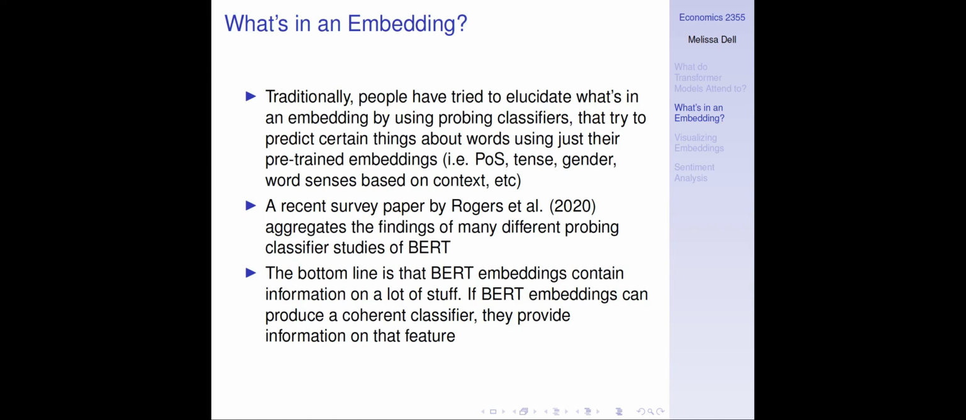The basic idea is that you try to predict certain things about words or about sentences using just their pre-trained embedding. Again, you haven't fine-tuned on a model that does this downstream. You just want to see if the pre-trained embeddings know this stuff. So you might have a classifier that classifies for each word the part of speech, or the tense, or the gender of that word, or the word senses based on context. You look at whether the same words, with different meanings because they're in different contexts, how far apart their embedding vectors are.